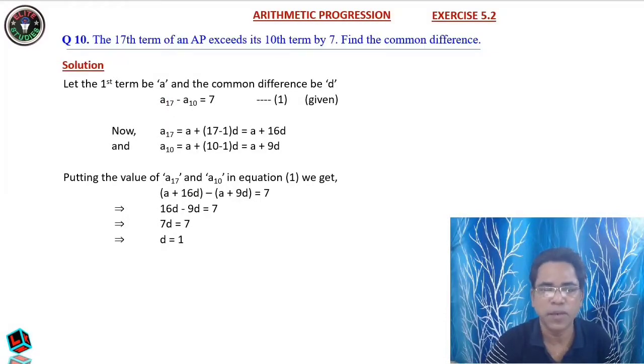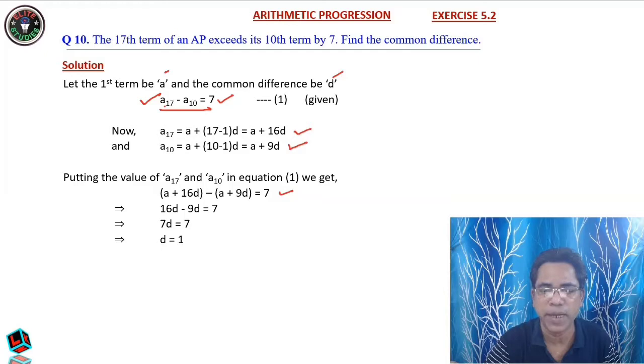Now this is the solution. Let the first term of the AP be A and the common difference be D. It is given that the 17th term exceeds the 10th term by 7. Now A17 we know is A plus 16D, and A10 is A plus 9D. Putting these values of A17 and A10 in equation 1, we get A plus 16D is equal to A plus 9D plus 7.